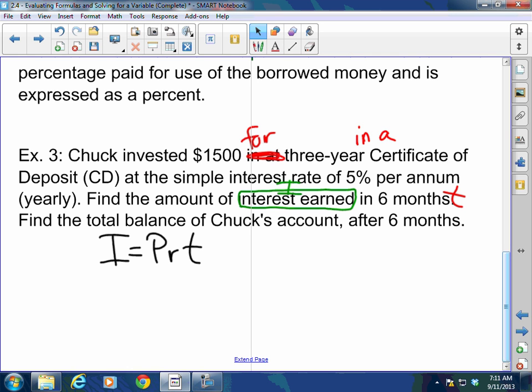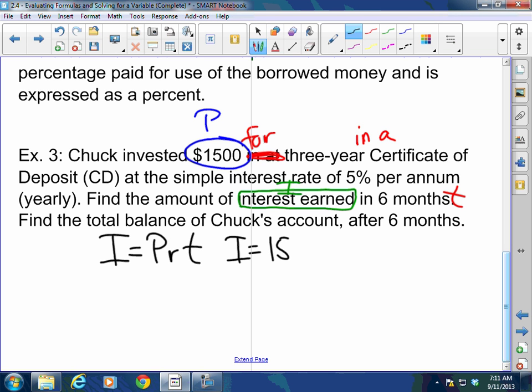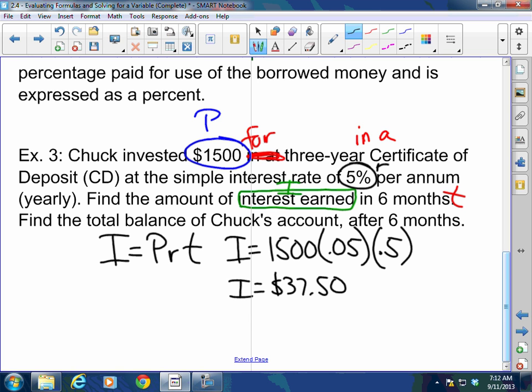Okay, so I want to find the interest, and I know how much I invested because I invested $1,500, and that's my P. So I equals P, the amount invested, times R, the interest rate. The interest rate is 5%. So that's 0.05 times T years. T is 6 months. Remember, that's half a year. So that's 0.5. Again, it's just simple evaluating using the formula. So when you multiply 1,500 times 0.05 times 0.5, you're going to get interest equals $37.50. That is the amount that you earned.